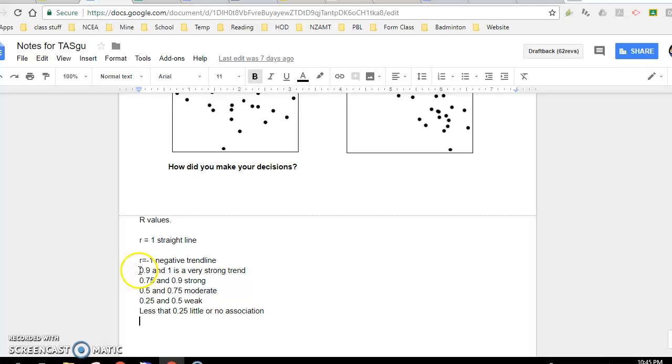R values, if it's between 0.9 and 1, you can consider it a very strong trend. This one would be very strong. If it's between 0.75 and 0.9, you can consider it strong. 0.5 and 0.75, you can consider it moderate. Between those two values, you consider it weak, and below that, you would say no or little association. I got those values from an ESA workbook.